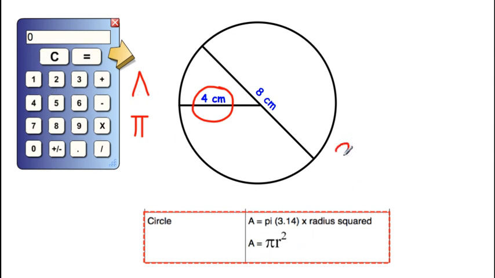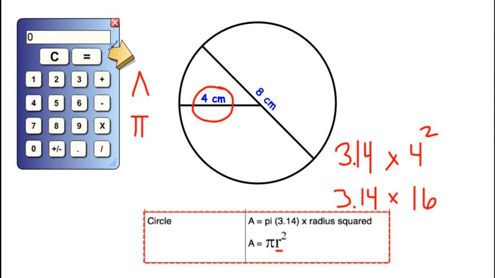So we're going to take 3.14 and multiply that by 4, our radius, so the r, and we can't forget the squared part. Most of you know what 4 squared is, or you can think about it: 4 times 4 would be 16. So now what we're entering into our calculator is 3.14 times 16. Let's go ahead and put that in and see what we get.